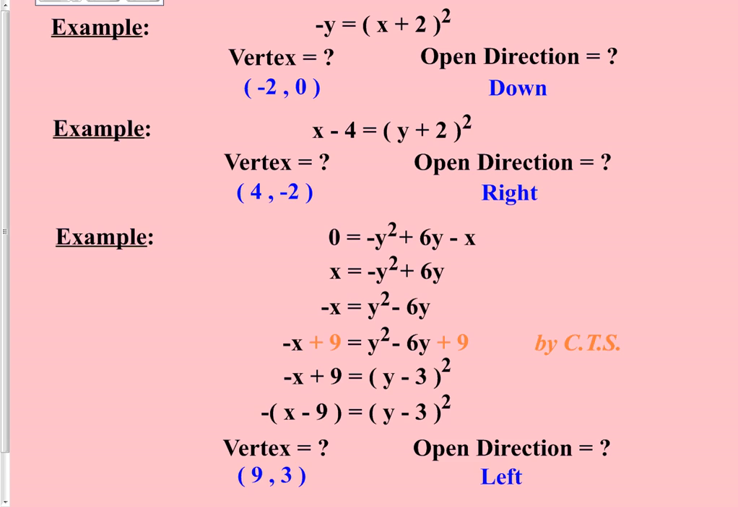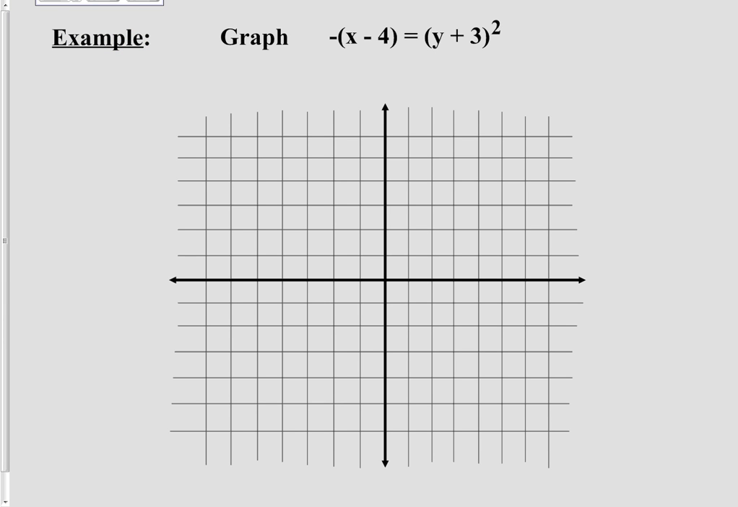Now graphing it is really not much more difficult at all, because we're not specifically worried about getting the parabola with the proper opening width and stuff like that. We're just trying to get it into the graph. So let's take a look here. We have an equation, negative of x minus 4 equals y plus 3 quantity squared.